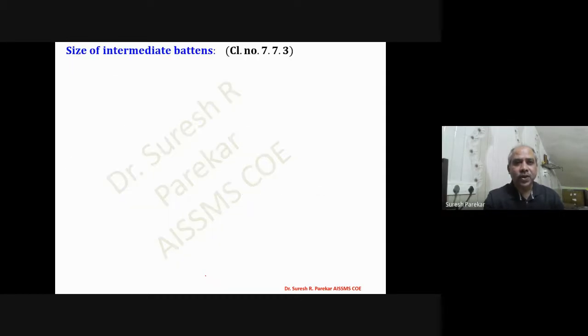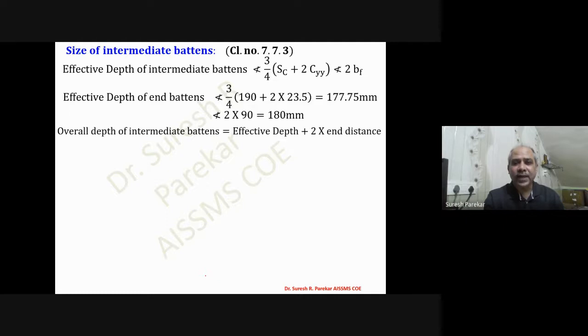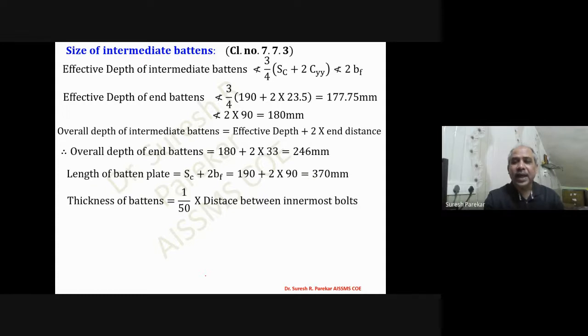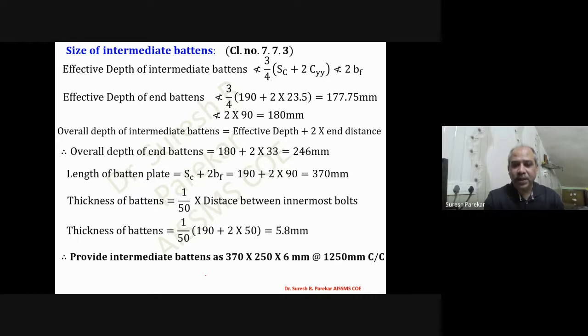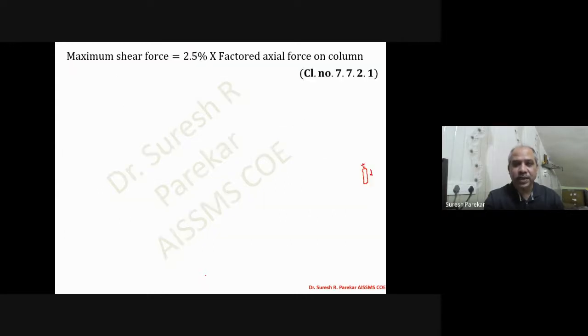Now we will switch over to intermediate battens, and we have changed only the depth: we take 3/4 of this value, and that gives me the overall depth of 246. So we will provide 250 millimeter. Length will be as it is, no change. Thickness is also the same, 5.8 millimeters. So we will provide intermediate battens 370 by 250 by 6 millimeter at 1250 millimeter center to center.